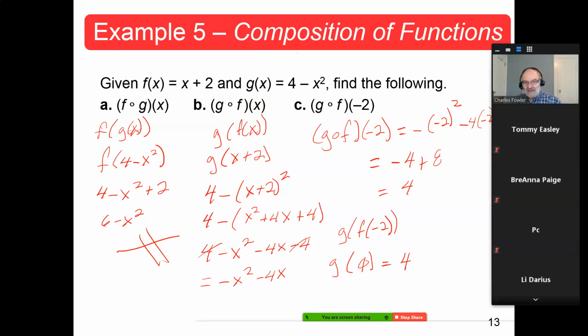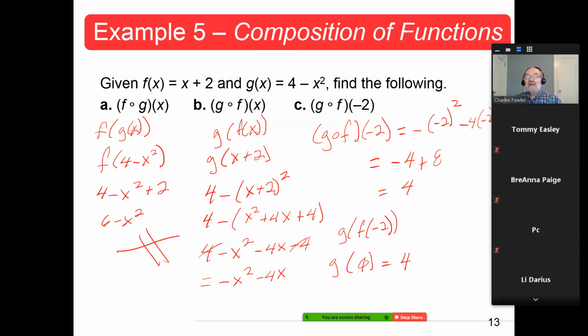But sometimes it's not. Sometimes it's far easier to do the composite first and then plug in. Other times it's easier to plug in and then do the composite. Whatever works best. But it's a good way to check too.